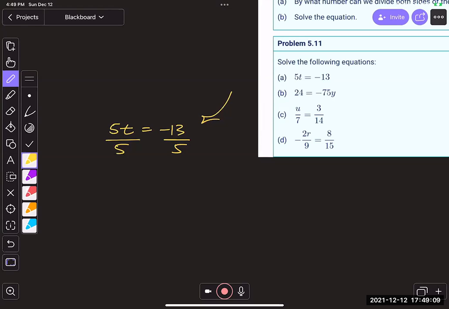All right. So now that we have this, we get t is equal to -13 over 5. Are we just done? Lillian, are we just done here? No, we're not done. Why not? Because you still haven't divided. Well, we did. 13 over 5 is a division. It's the fraction.